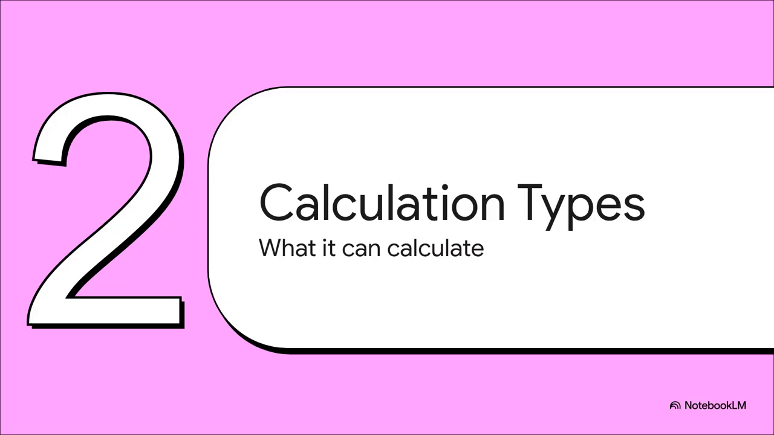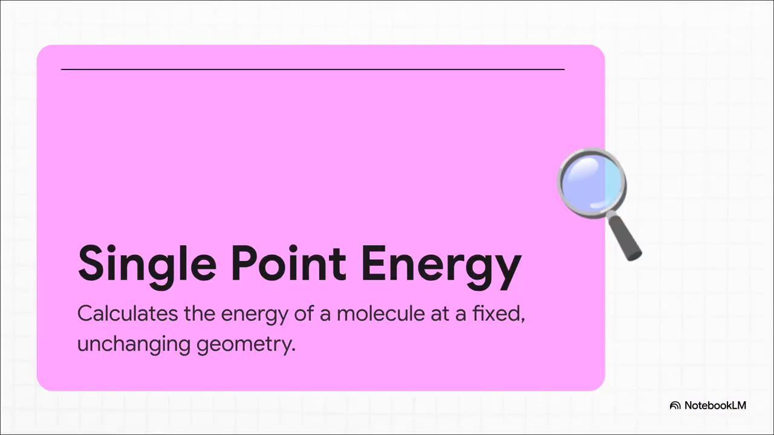Moving on to Section 2, what can Gaussian calculate? The core calculation types. First up is the single-point energy, or SP calculation. This calculates the energy of a molecule at a fixed, unchanging geometry. Think of it like snapping a quick photograph. It's frozen in time. It is incredibly useful for comparing different conformers, evaluating reaction energies, or just refining your energy numbers on structures you've already optimized at a lower, cheaper level of theory.